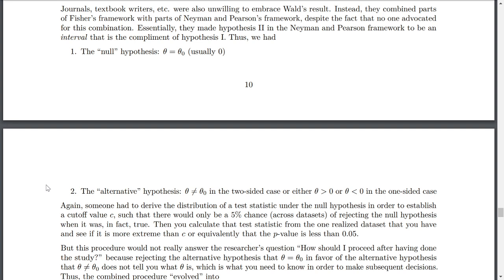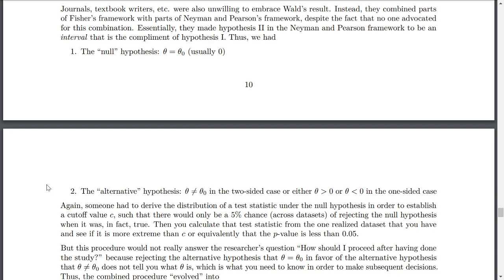But instead of saying, oh, well, the truth has to be some combination of these things, you have to decide what your foundational principles are going to be. But people with no foundational principles decided to put this synthesis together, where essentially they made hypothesis 2 in the Neyman and Pearson framework be an interval that is the complement of hypothesis 1.